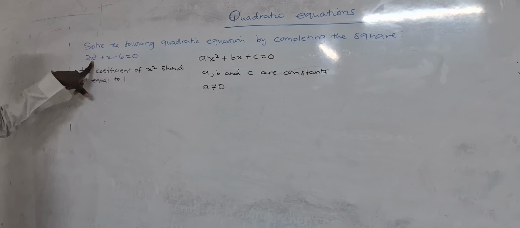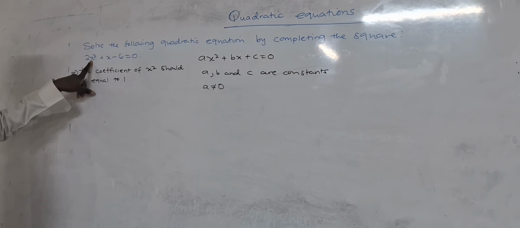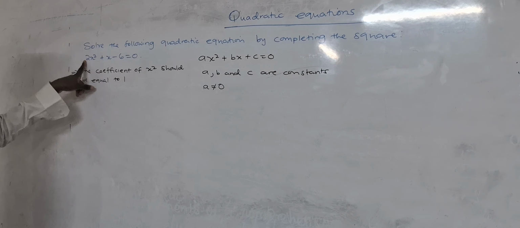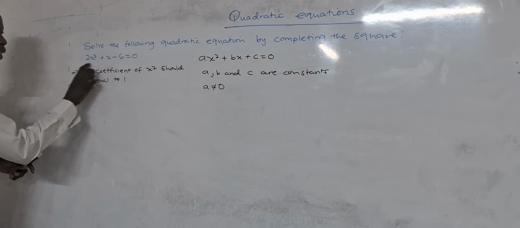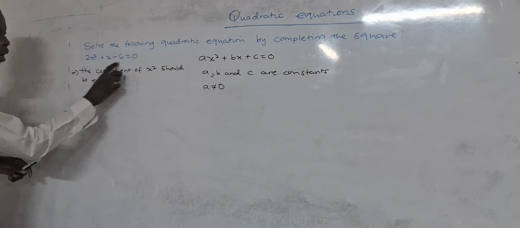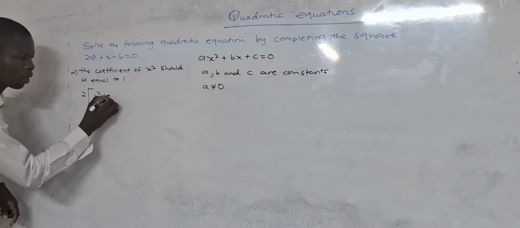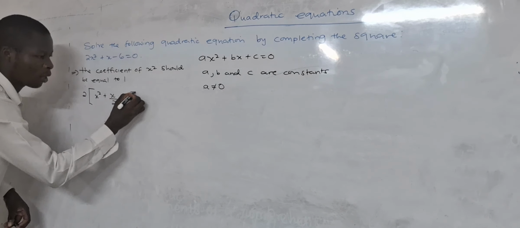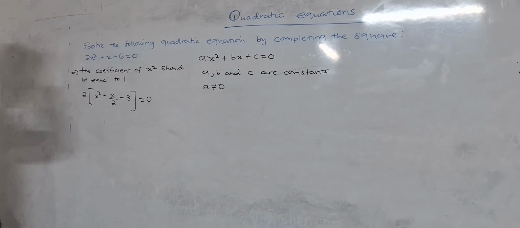Here, the coefficient of x squared is 2. So I am going to factor out 2. If you factor out 2 here, you will remain with 2 open brackets, x squared plus x divided by 2 minus 3, is equal to 0.